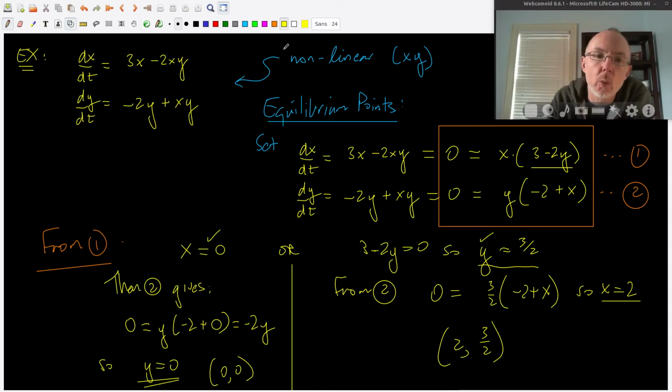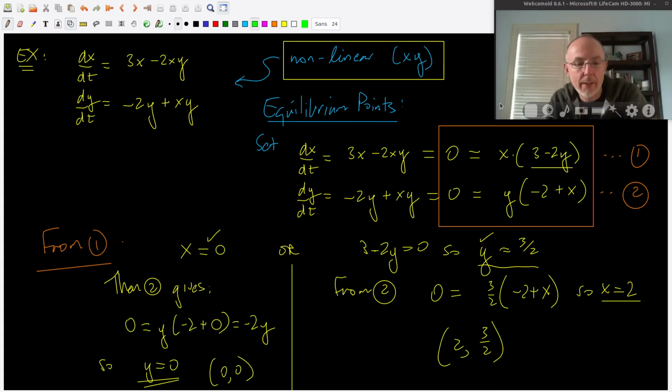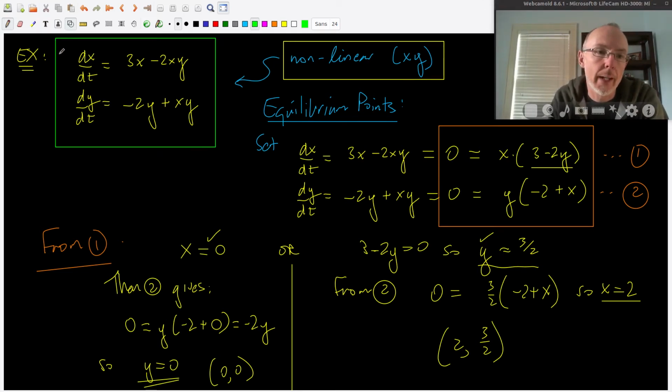And this is typical of what you will see when you have nonlinear autonomous systems. You will have a system of equations to solve for the equilibrium points, and in this case we get 2. So let's have a go at sketching the solutions of this system based on the arguments we just made and the fact that we know the equilibrium points.